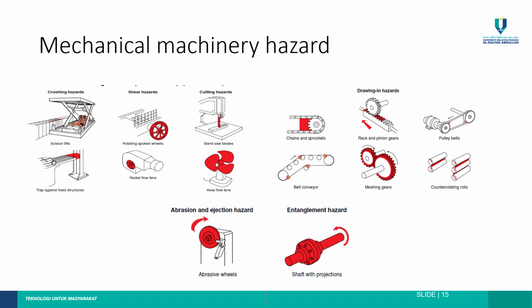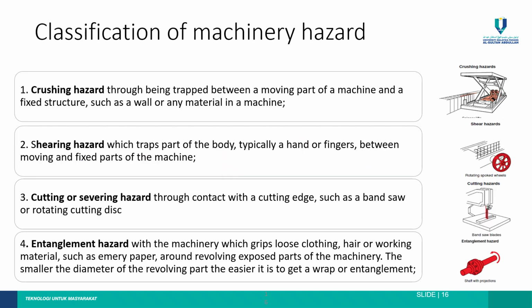So this is an example of the mechanical and machinery hazards that we discuss. Abrasion and injection hazard, entanglement hazard, crushing hazard, shear hazard, cutting hazard, and also drawing in hazard. The scariest one could be the drawing in hazard because you are exposed to it very much. Now, the classification of machinery hazards. First one, briefly, the crushing hazard through being trapped between moving parts.